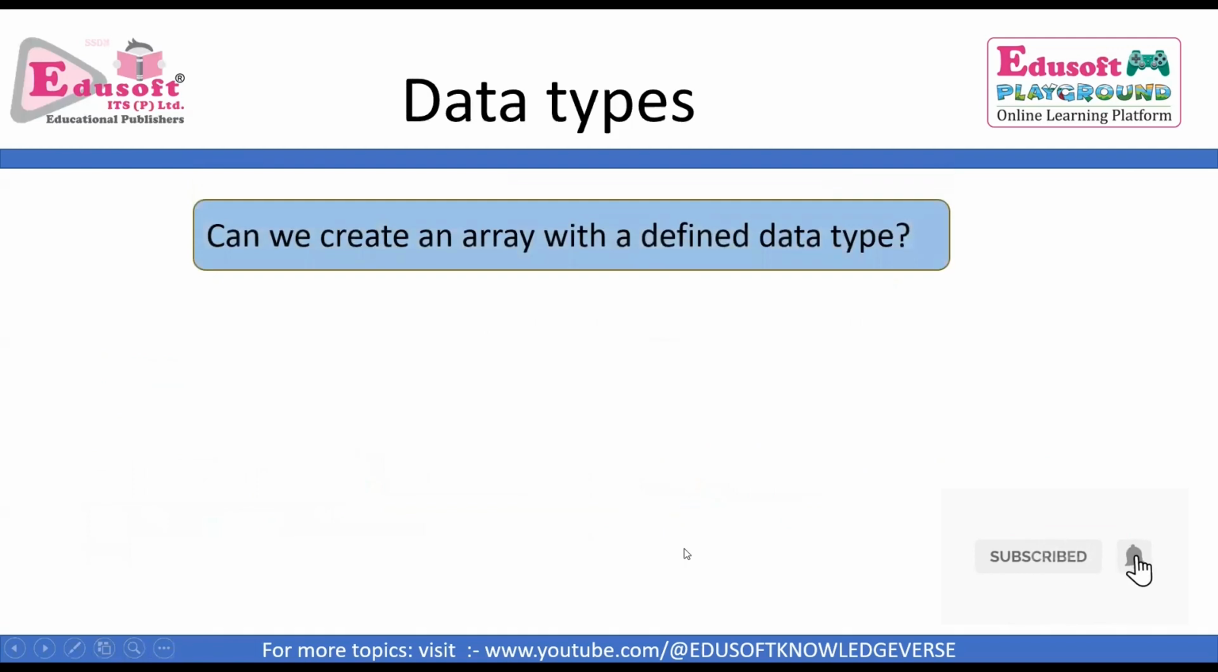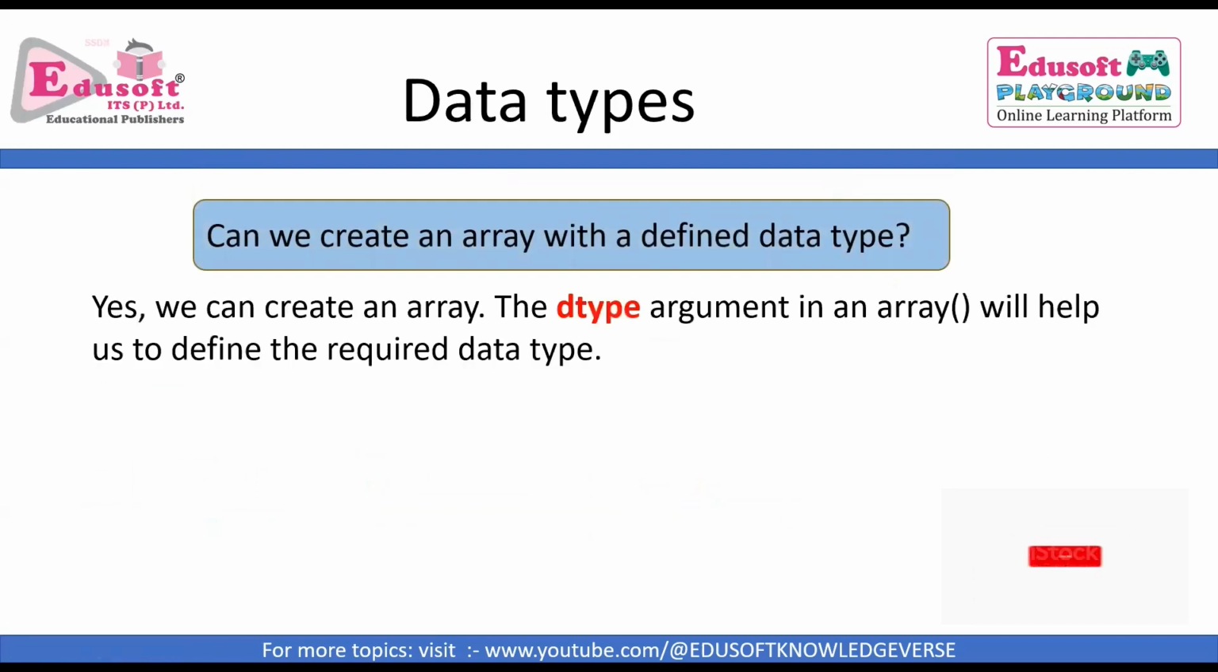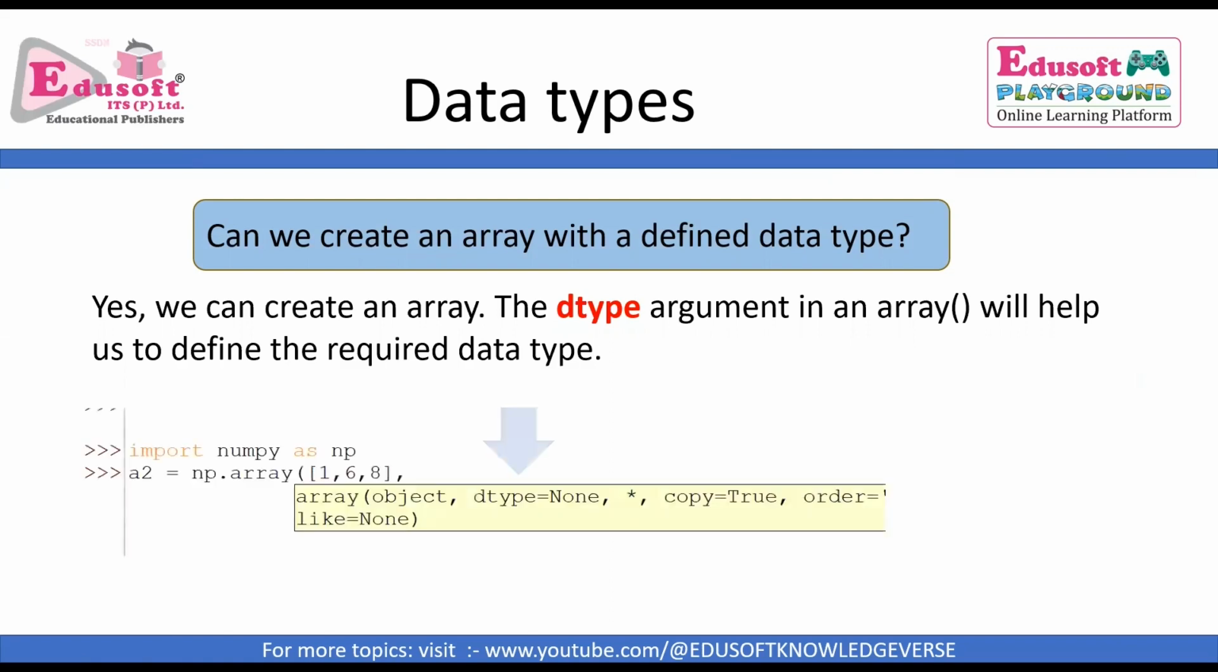Can we create an array with a defined data type? Yes, we can. The dtype argument in an array will help us define the required data type. The second argument in the array function allows us to define the expected data type of the array elements. You can see over here, a2 equals np.array. Within it, the first argument is the object and the second argument is dtype. So this dtype argument allows us to define the data types.